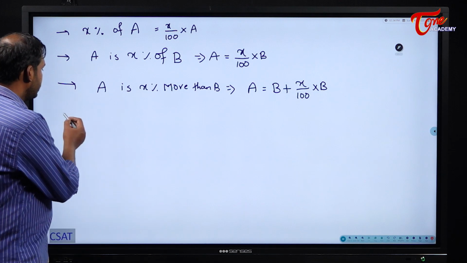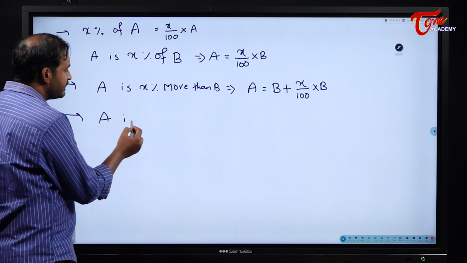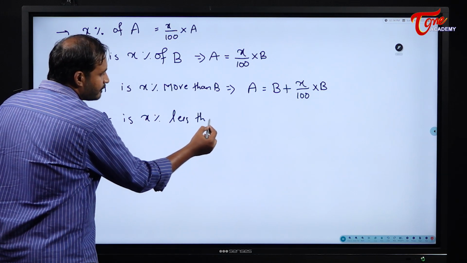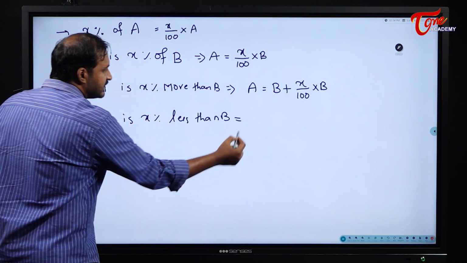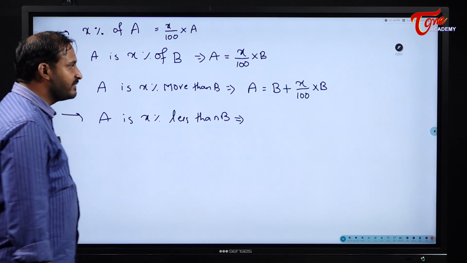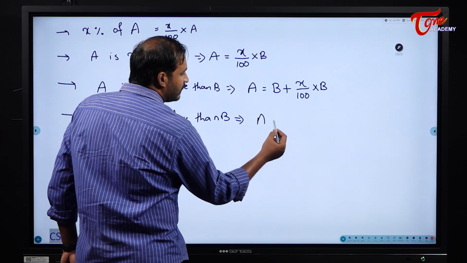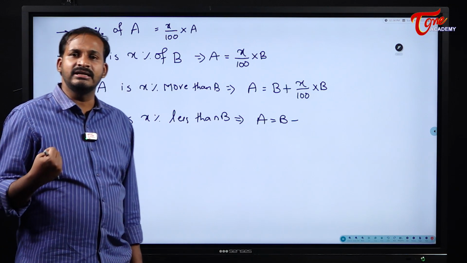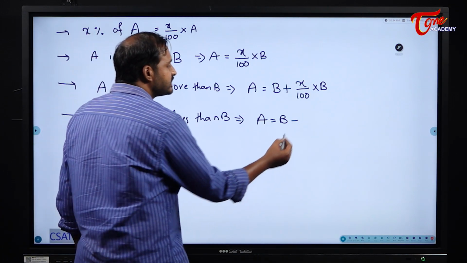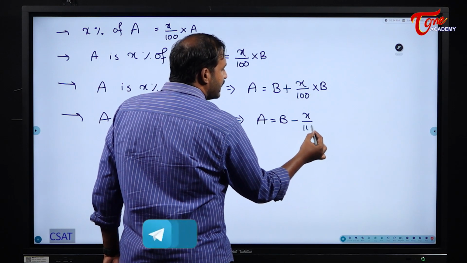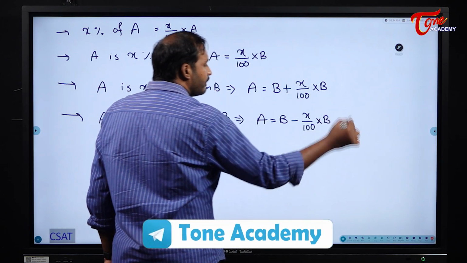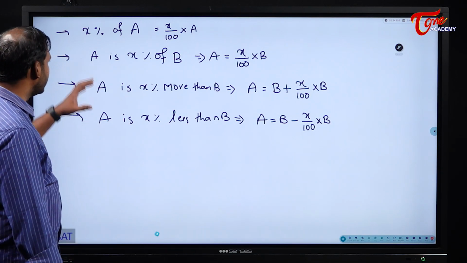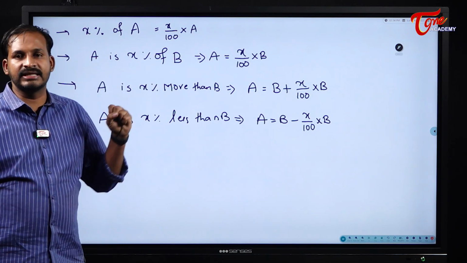And similarly, if A is X percent less than B, then how are you going to write the relation between A and B? A will be equal to B minus, because it is less, that means always less than B. B minus X by 100 into B. So these are some basic things which we should know.